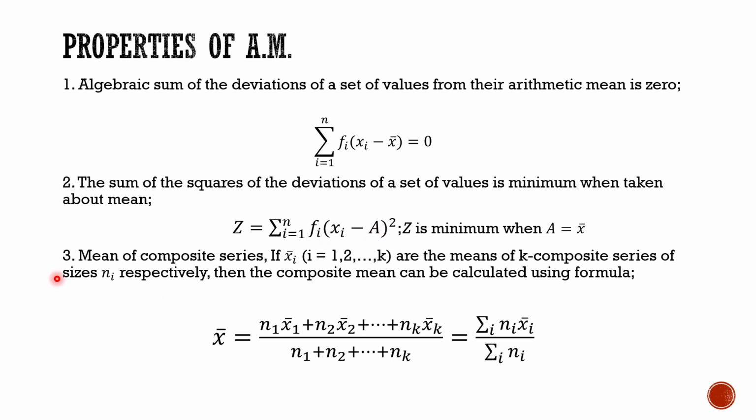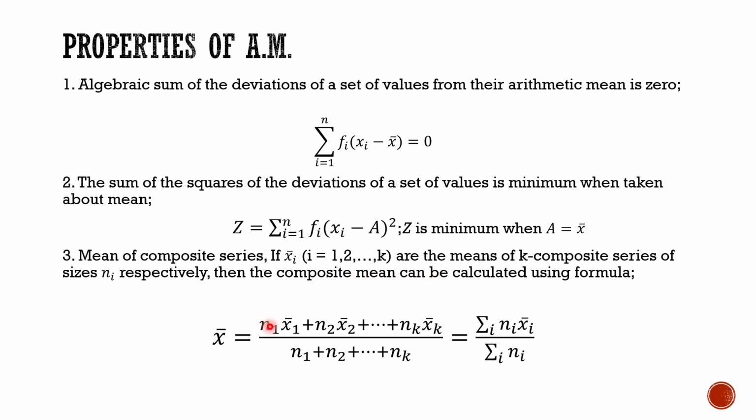The third property is about composite series. If we have k different series, and we have the arithmetic means for those k different series of different sizes ni, then the composite mean can be calculated. This is one of the properties, and you can calculate this by using this particular formula, where x bar is the mean of the composite series.